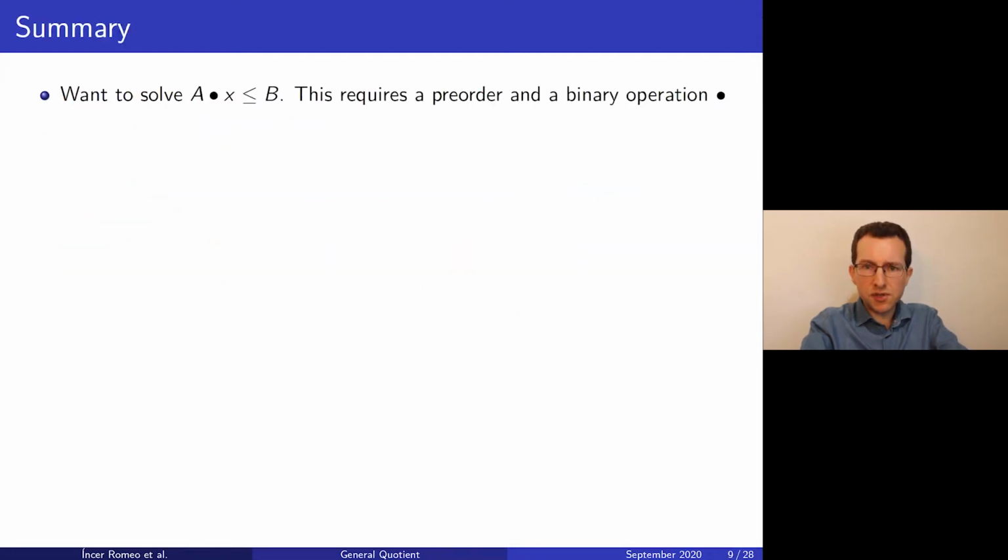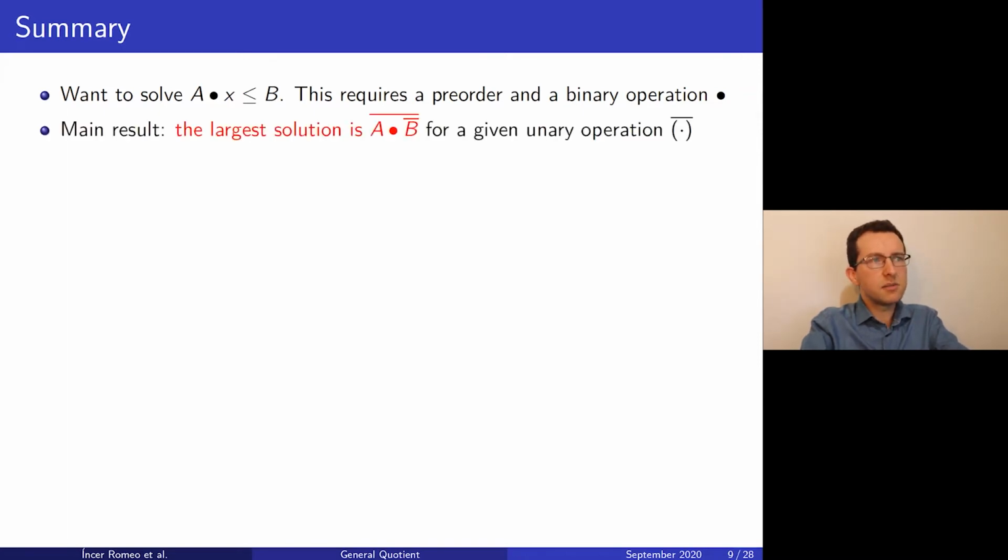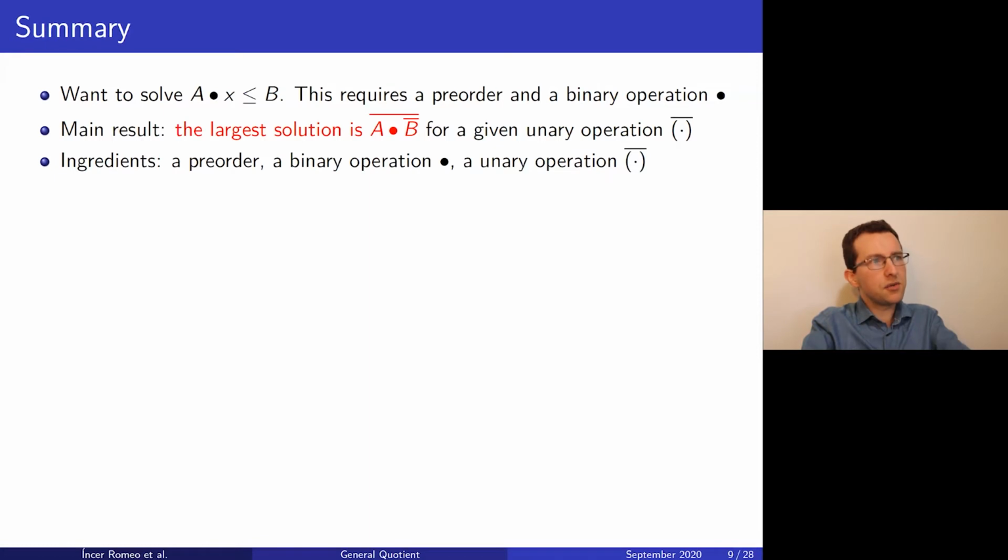What is it that we are introducing? We want to solve expressions ax less than or equal to b. This requires us to have a preorder and a binary operation represented by a dot. The main result is that this largest solution is given by some unary operation applied to b, that is multiplied with a, and then a unary operation applied to the result. The ingredients we need in the theory, therefore, are at least a preorder, a binary operation, and a unary operation.